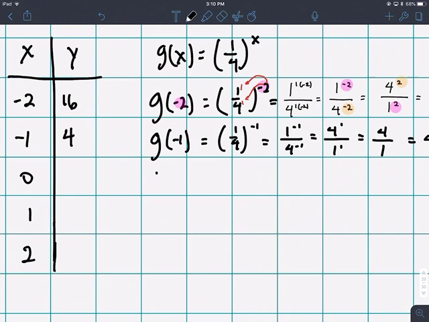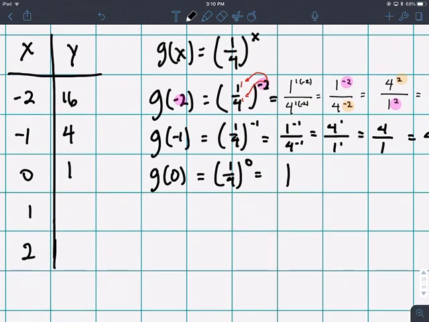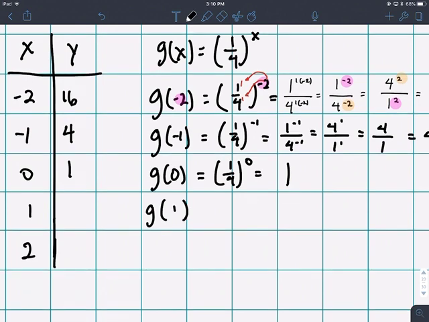Next one is when x equals 0. So this is equal to 1 over 4 to the power of 0. And again, anything to the power of 0, we talked about this, is equal to 1. Next one is g of 1. So the same thing as 1 over 4 to the power of 1.